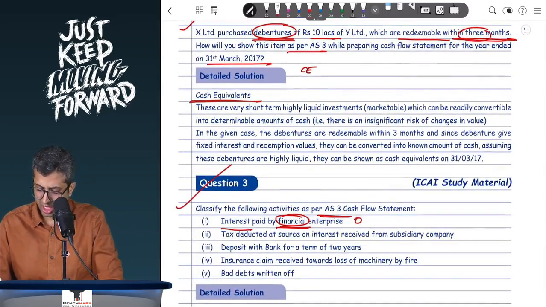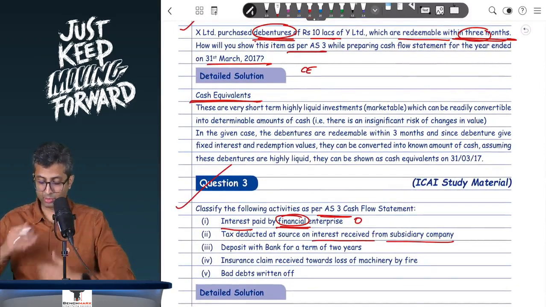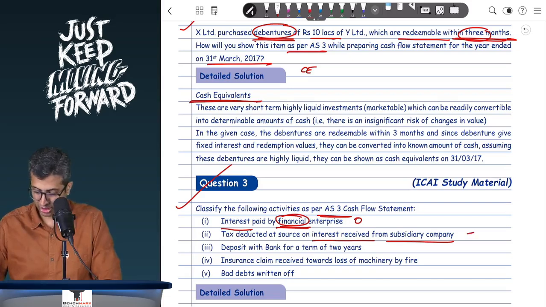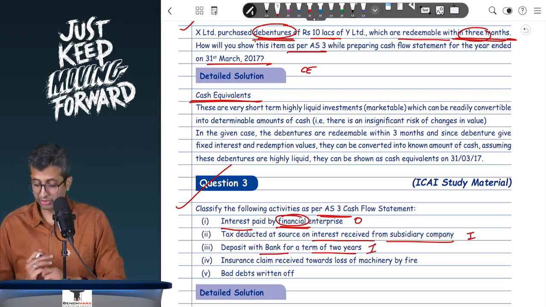Tax deducted at source on interest received from subsidiary company. Well, interest from subsidiary will go in your investing activities. Tax on that will also go in investing activities. Deposit with a bank for a term of 2 years. This is also investing. It is more than 3 months, cannot be cash equivalent.